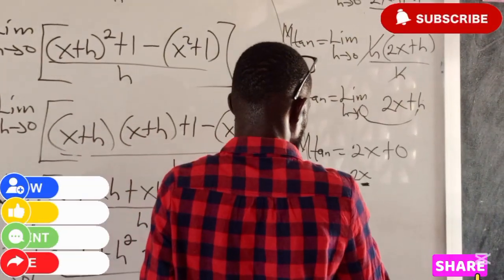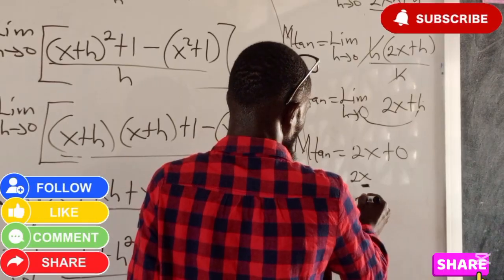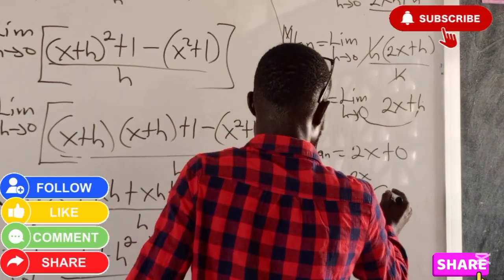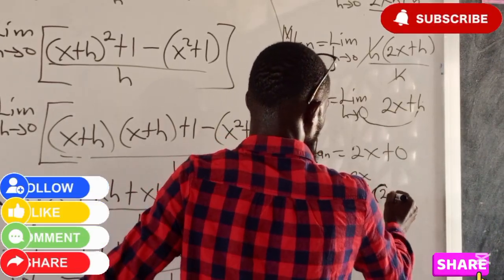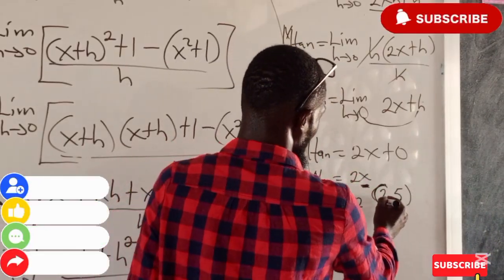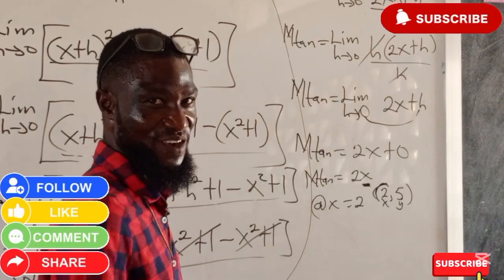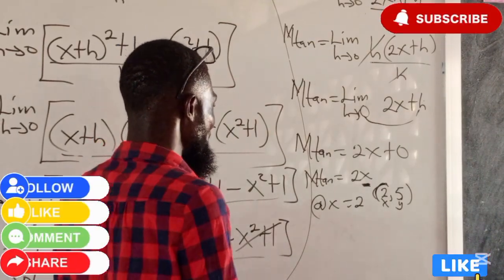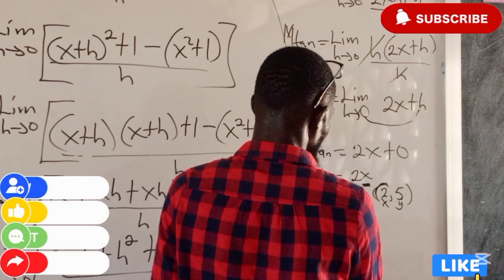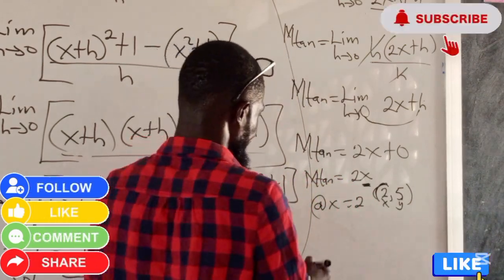So we say x will just be equal to 2, and we'll have our point here, (2, 5). On our point (2, 5), we have this to be x and this to be y, in order to solve our problem. So remember, anywhere we see x, automatically it will be represented by 2.